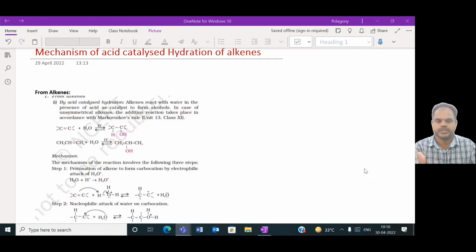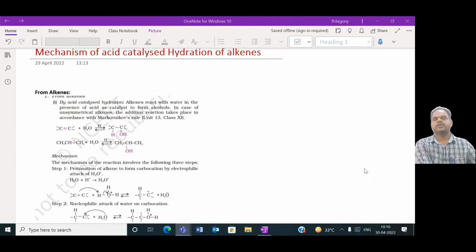Sometimes you get a question in the board exam: write the mechanism of acid catalyzed hydration of alkenes. Some of you get confused in this topic. So how does the mechanism of acid catalyzed hydration of alkenes take place?